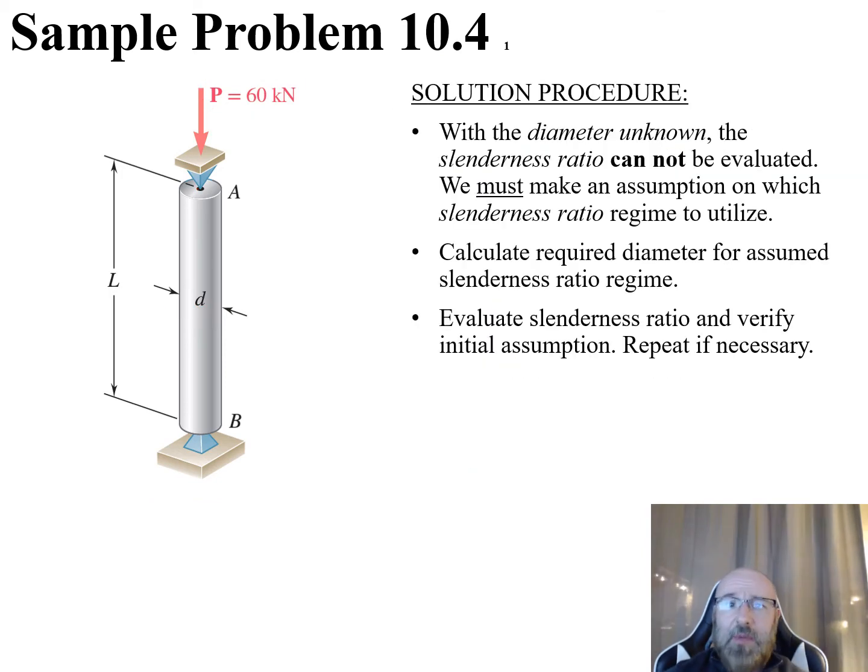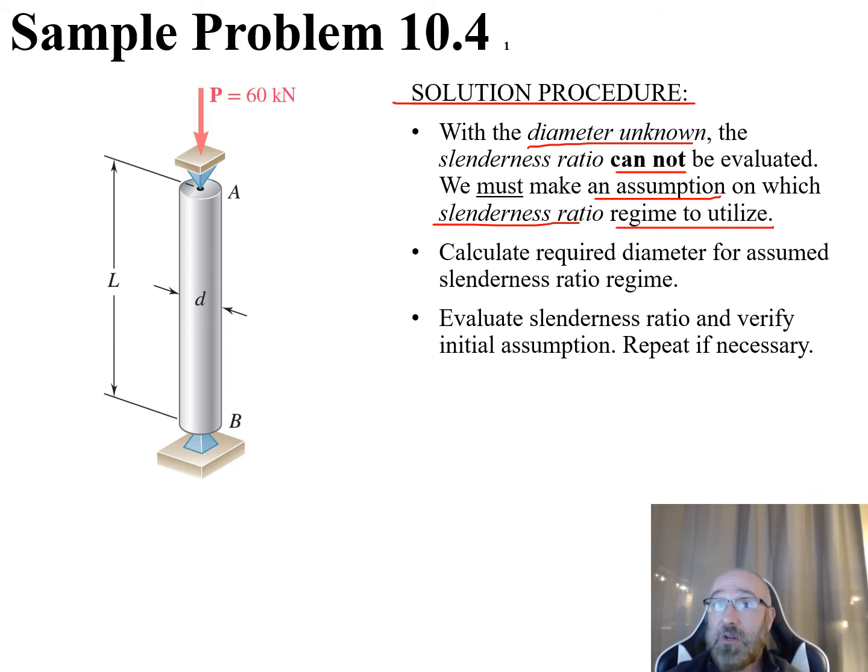Before I begin my setup page, I read through that problem statement. In my head, I come up with a procedure for analysis. Okay, I know this, I don't know that. What am I thinking for procedure for analysis? That's what I've done here, is my solution procedure. I'm looking at it and saying, okay, the diameter is unknown, and the slenderness ratio cannot be evaluated without that known diameter. Therefore, we're going to need to make an assumption on what the slenderness ratio is going to be and what regime we're going to utilize from those charts and those governing equations that we saw earlier.